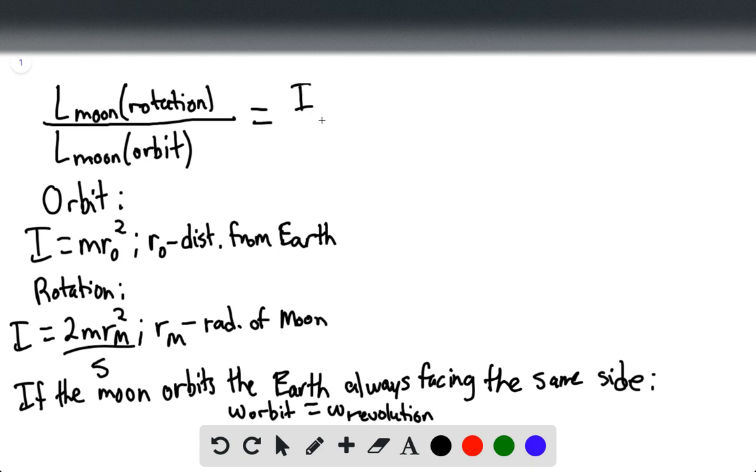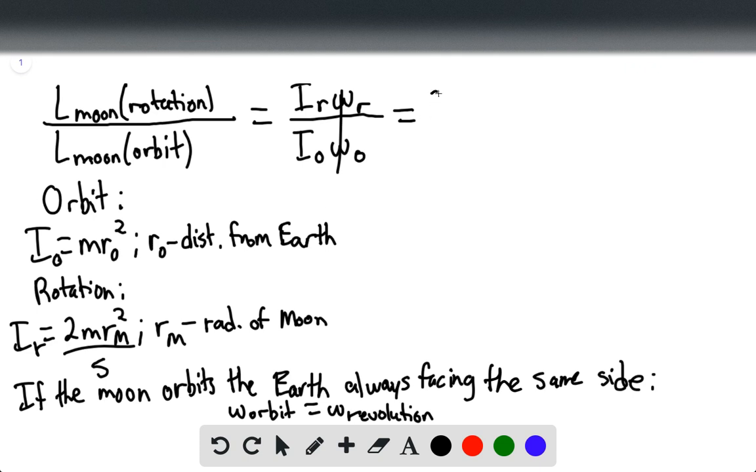we'll just say I of rotation, omega rotation, over I of orbit, omega orbit. So these two terms are going to cancel out, and we are ending up with I sub r, and this term would be I sub o.